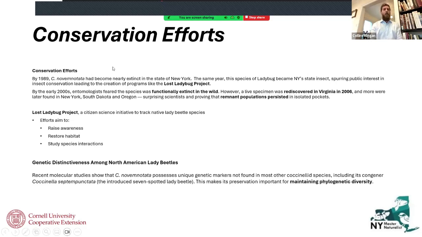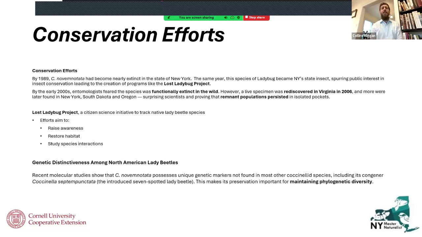But I just want to read some of this. So in 1989, the 9 spot had become nearly extinct in the state of New York. In that same year, ironically, the 9 spot became New York's state insect. Well, that in itself spurred public interest in that species, and that led to understanding its decline, and so that led to programs and efforts like the Lost Ladybug Project, which is hosted or at least co-hosted by Cornell.